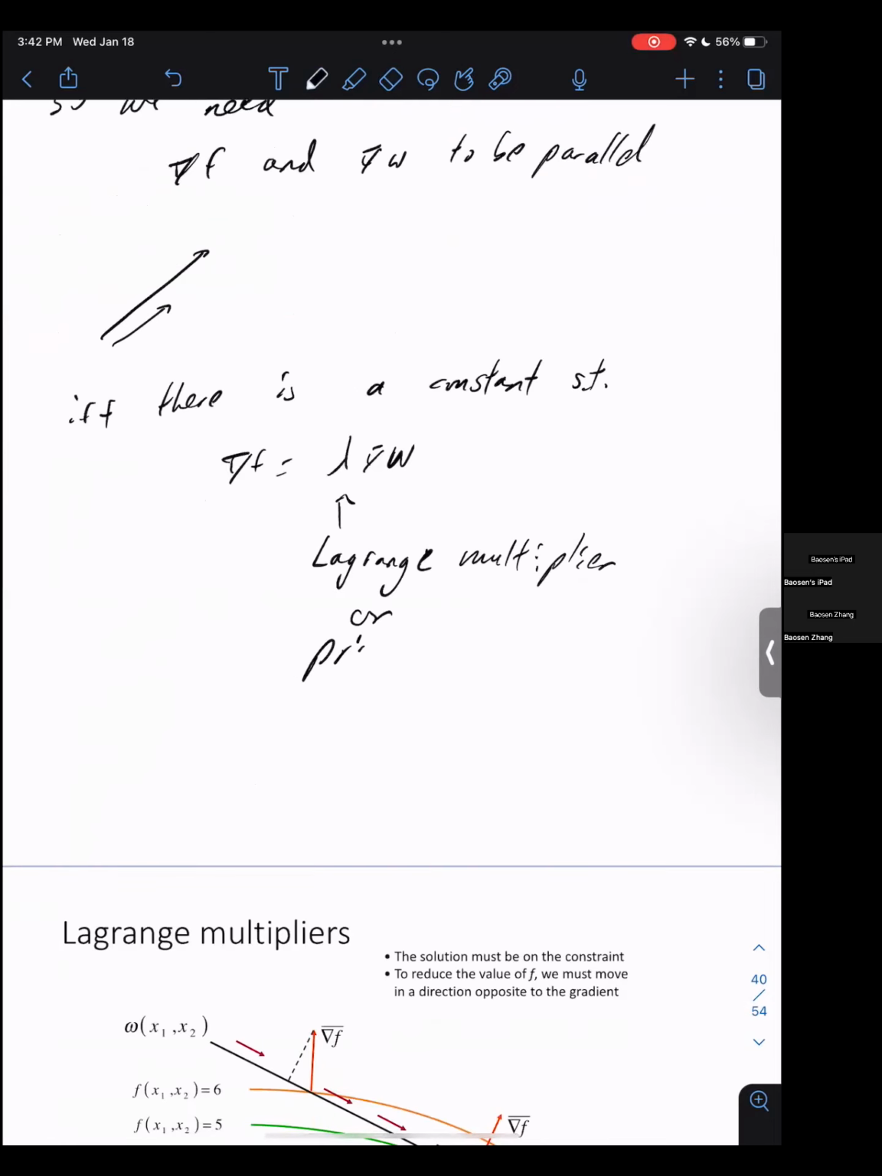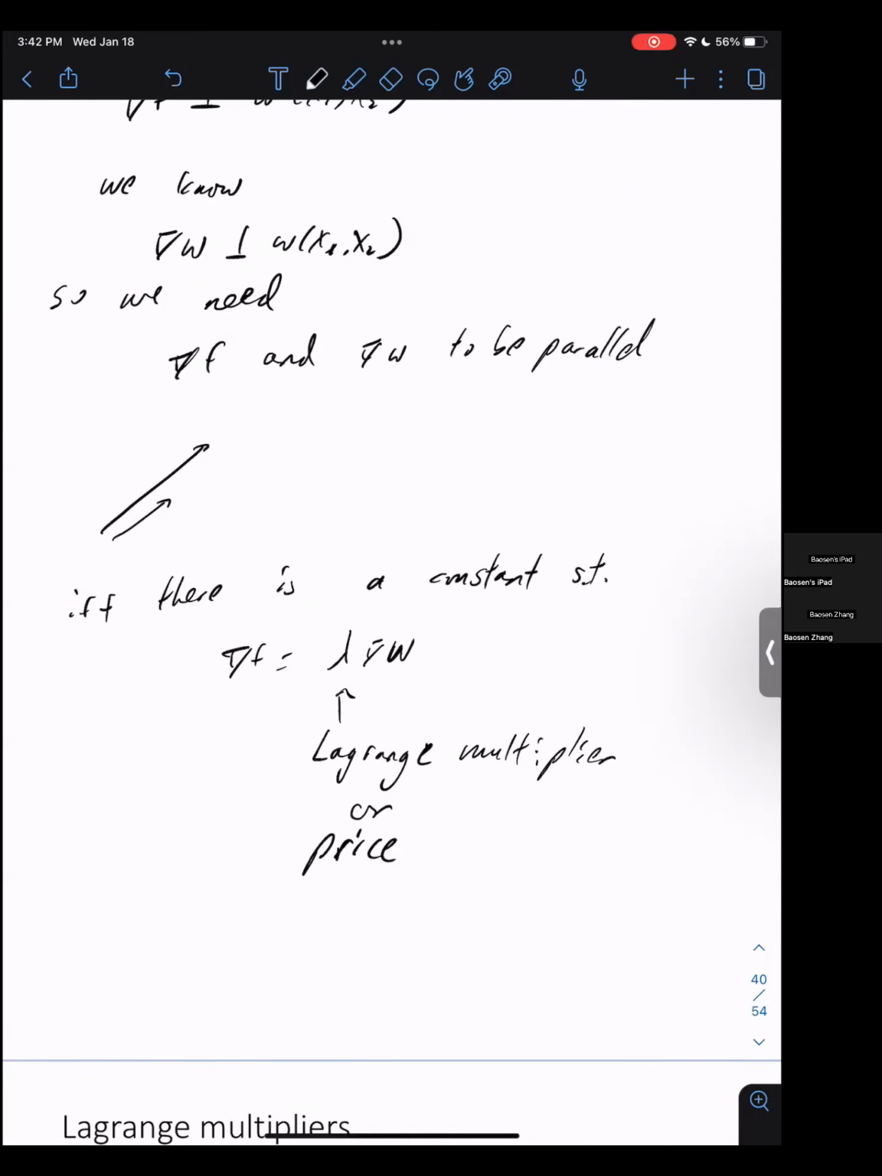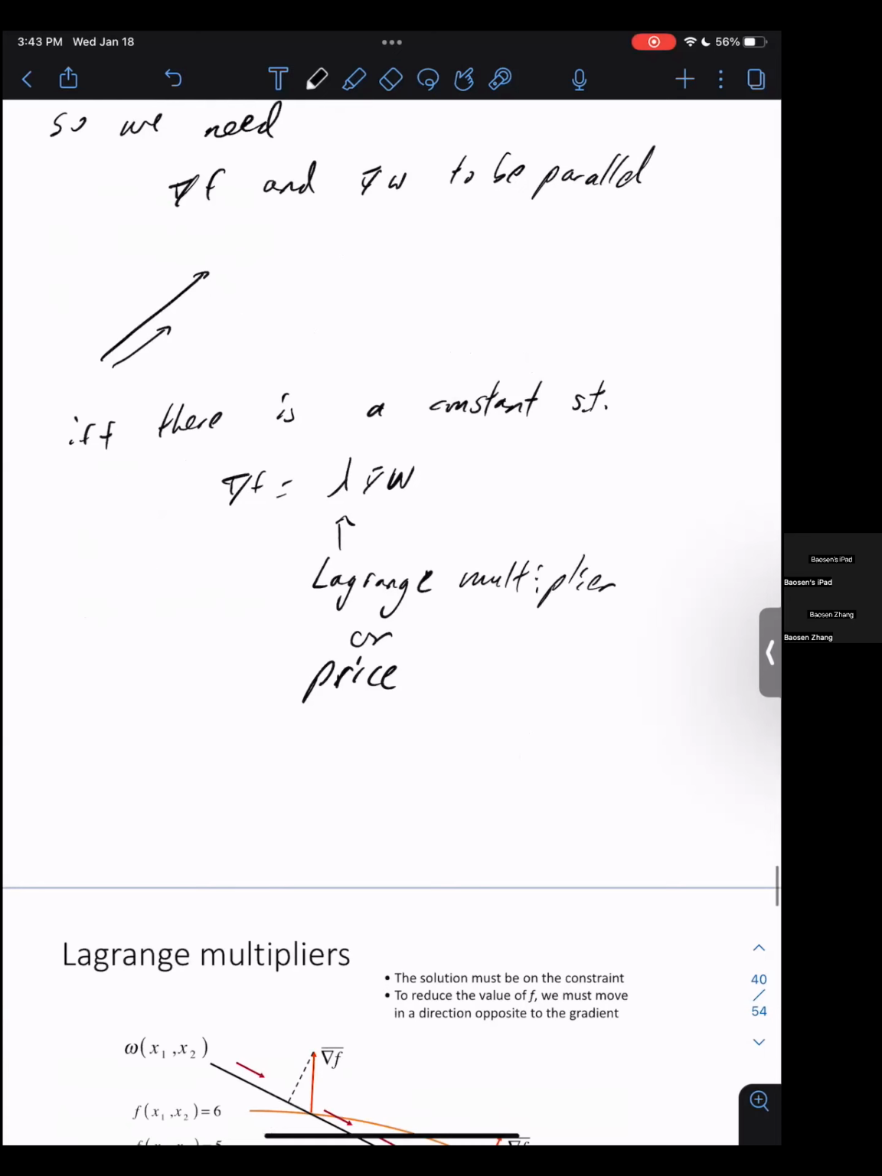Or in our case, this will be the price. Turns out this number that sits in front, this constant of proportionality, is the price for our case. Okay, so we'll do the math and see this. But the whole idea is I need these two things to be parallel to each other because they're both perpendicular to the constraint. To get two things to be parallel, I need to find this constant, and that's how we need to solve this problem.